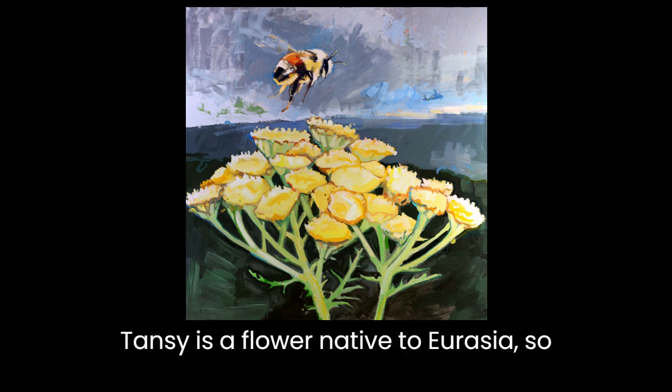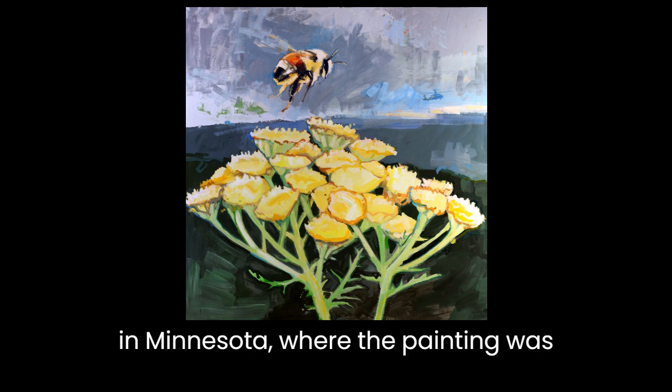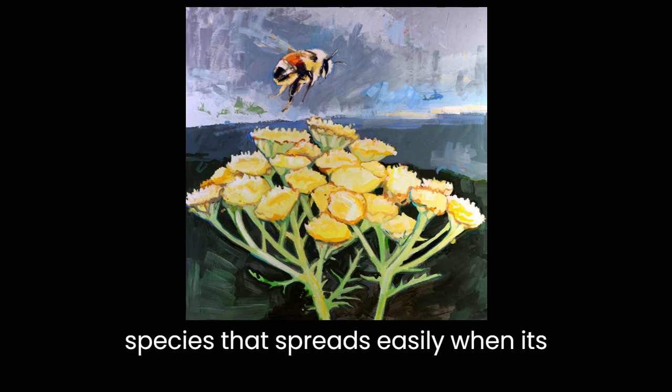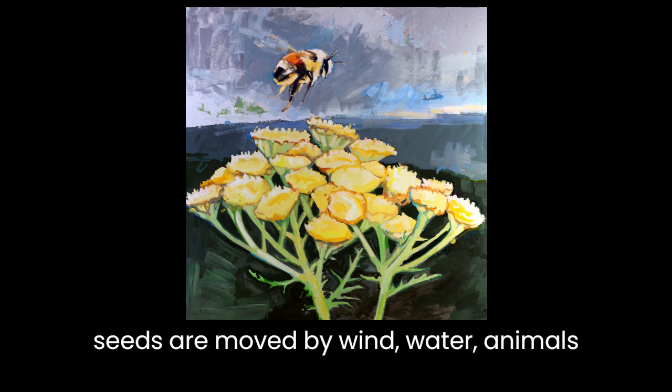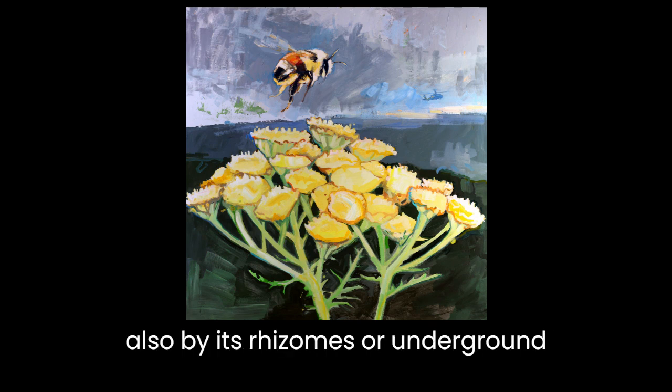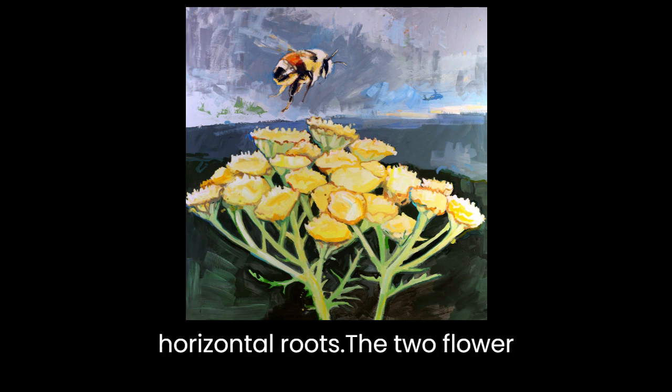Tansy is a flower native to Eurasia, so in Minnesota where the painting was made, it's a well-established invasive species that spreads easily when its seeds are moved by wind, water, animals and human activities like mowing, but also by its rhizomes or underground horizontal roots.